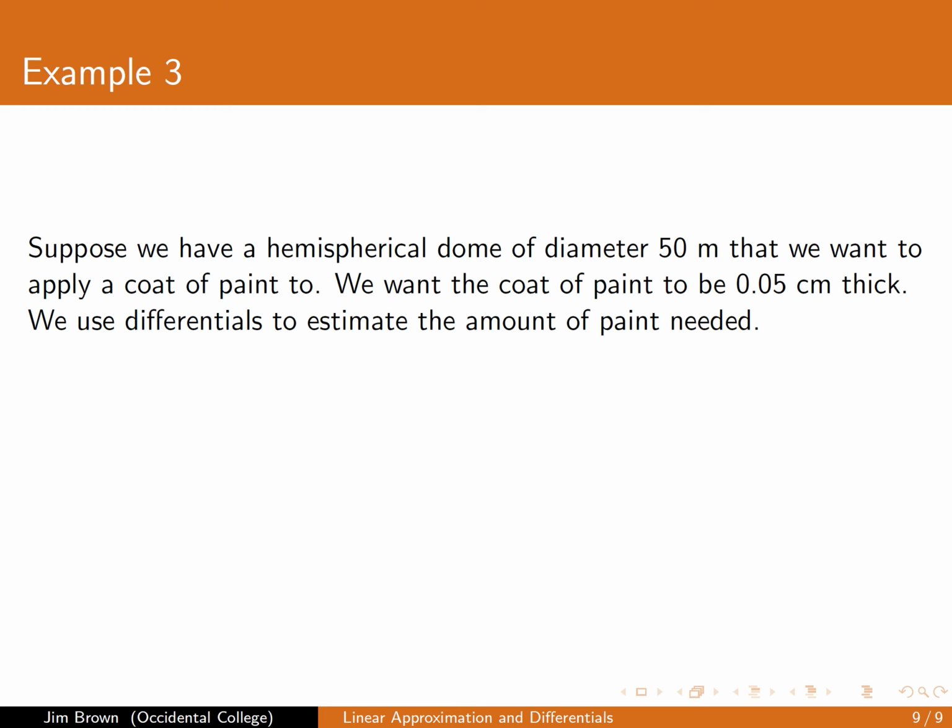Okay, so let's do an example now where differentials are a little bit more useful than tangent line approximation. We could use tangent line approximation, but differentials makes this a little bit easier in this case. So suppose we have a hemispherical dome of diameter 50 meters, and we want to apply a coat of paint to it. So a hemispherical dome means just basically the top part of a sphere. We want the coat of paint to be 0.05 centimeters thick. So we're going to use differentials to estimate the amount of paint that's needed.